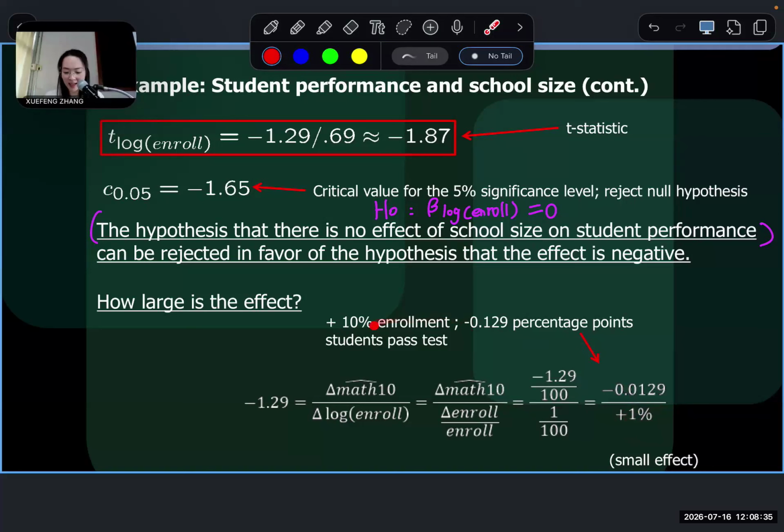So in this case, we multiply by 100. Okay, so you move the decimal point, okay? That's why you're going to get negative 0.129, which means a 10% enrollment increase lowers the share of students who pass the test by 0.129 percentage points, which means more enrollment, less chance for students to pass, okay?